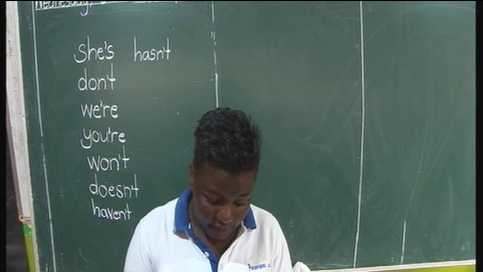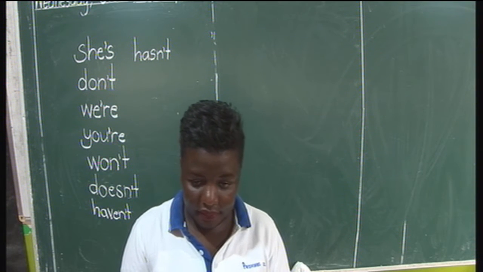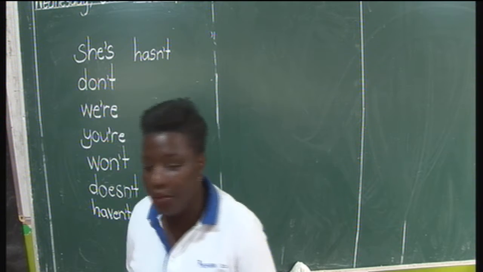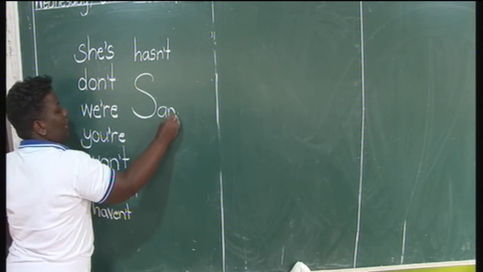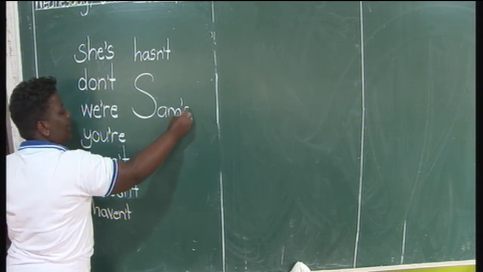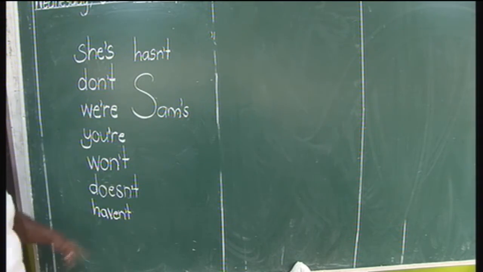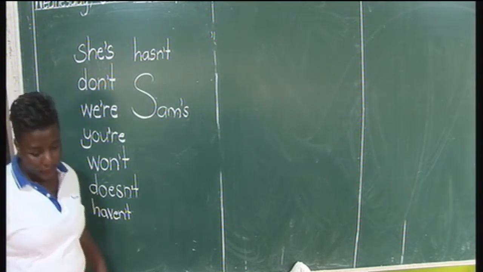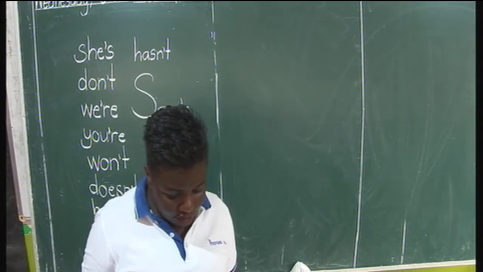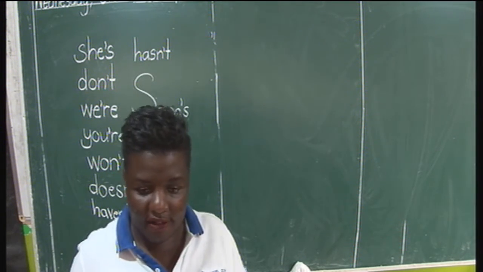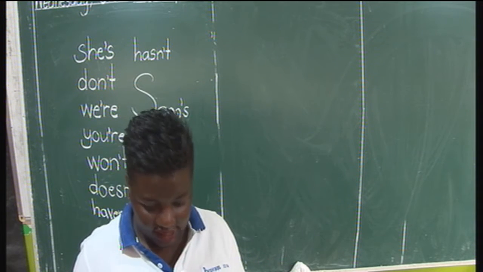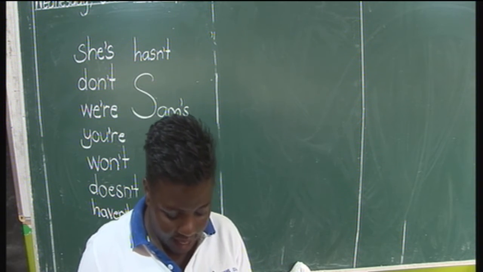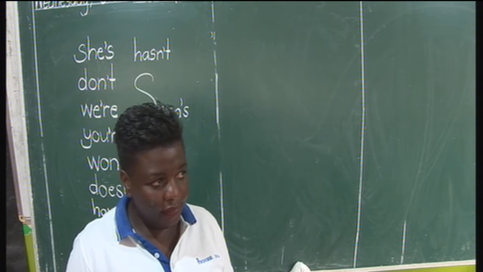This is Samu's bag. When you're writing Samu's, you write Sam apostrophe sign S. That is Samu's bag. Joseph's shirt is dirty, you write Joseph apostrophe sign S. Joseph's shirt is dirty. That is my teacher's chair.